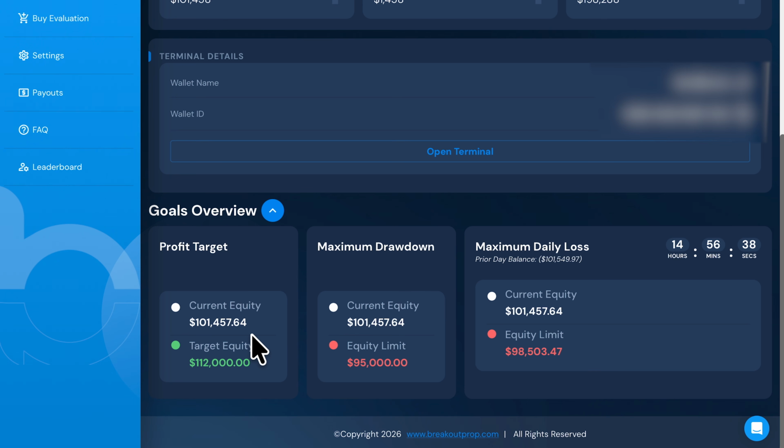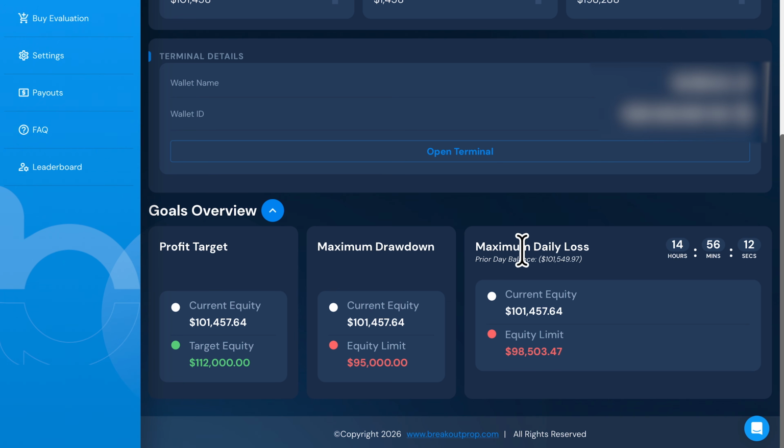Now the profit target is just the profit you need to make to go to the funded phase. So this is a one-step account. Once I get to $12,000 profit, I go to the funded phase immediately. That's for the target. The target is not like a rule, it's just the profit you need to make. I hope you understand that. Now for the important ones, the maximum drawdown and the maximum daily loss, these are the rules.